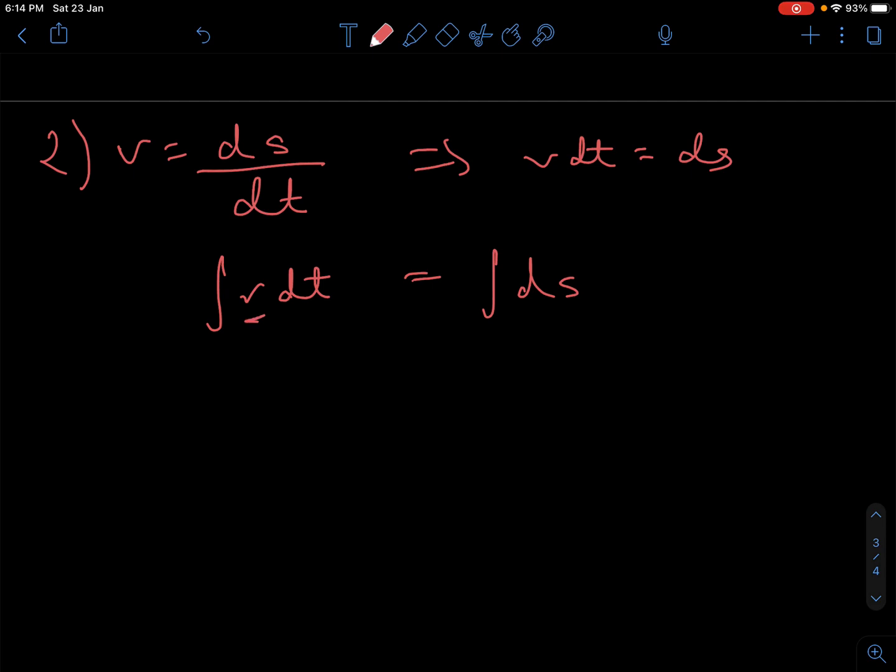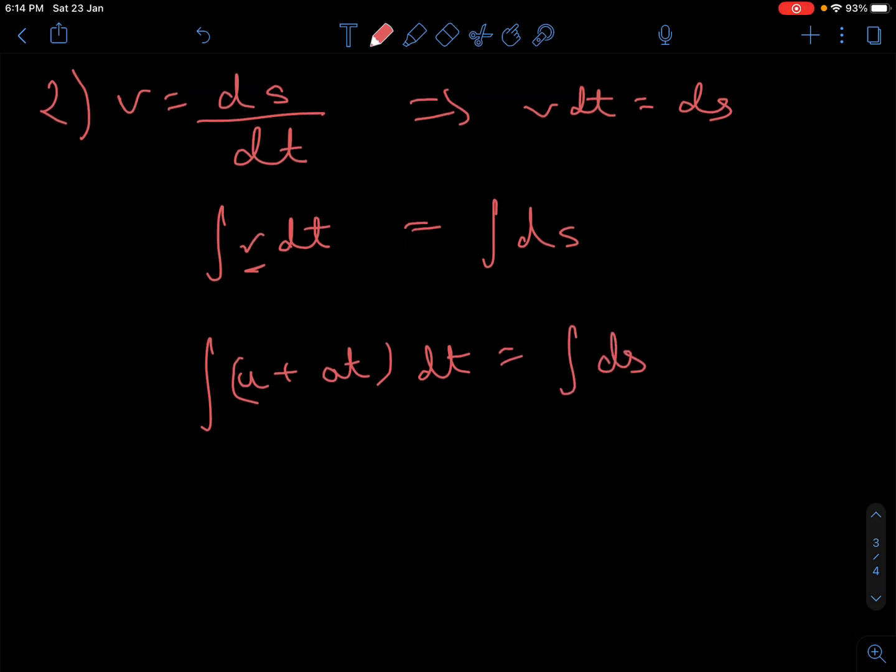The v, we have now proved that v is equal to u plus at, so I can write it as integral of (u plus at) dt is equal to integral of ds. It's very simple. Now what will be the limits? The limits for time will be 0 to t.